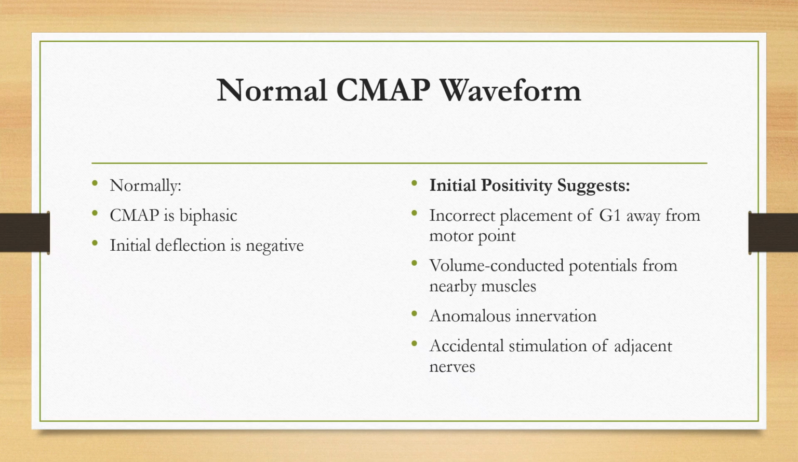Normal compound muscle action potential waveform. Normally, the waveform is biphasic. There is initial negative deflection followed by positive deflection. If there is initial positivity, then you should think of incorrect placement of G1 away from the motor point, or volume conducted potential from the nearby muscles, or anomalous innervation, or accidental stimulation of adjacent nerves.